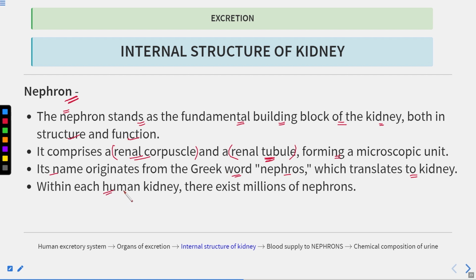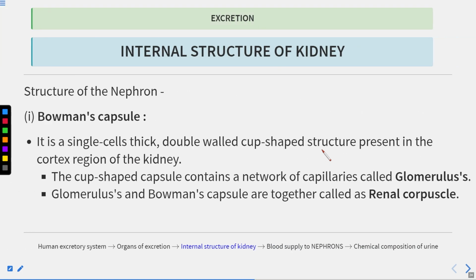Now, within each human kidney, there are millions of nephrons. So nephrons are the structural and functional unit of the kidney, and millions of nephrons are present in the kidney. We will discuss the structure of the nephron now. So what is the structure of the nephron? The first is the Bowman's capsule. What is Bowman's capsule? It is a single-celled, thick, double-walled, cup-shaped structure.